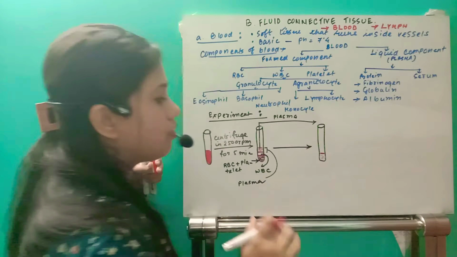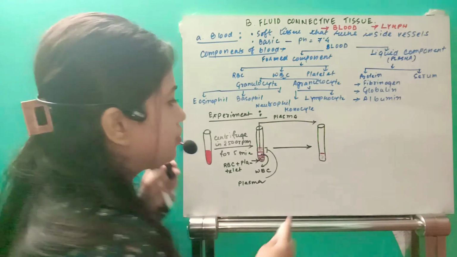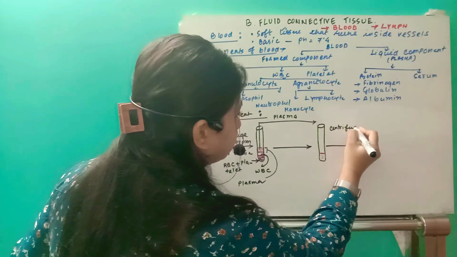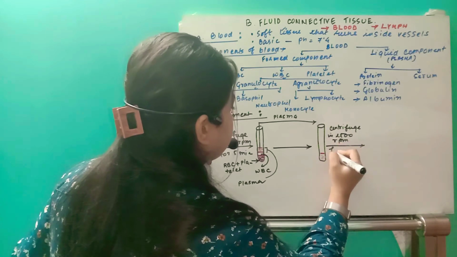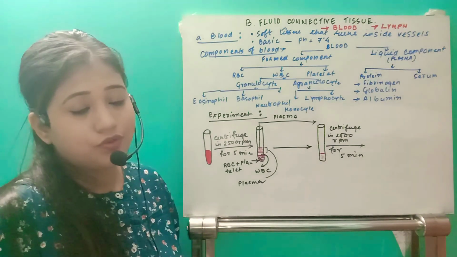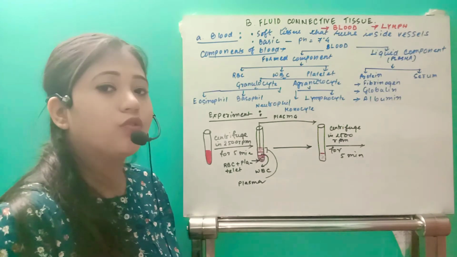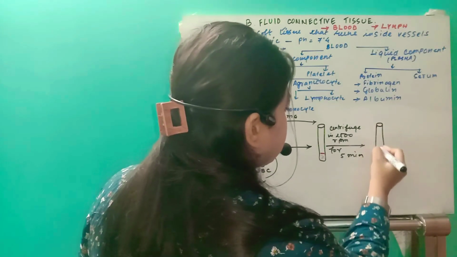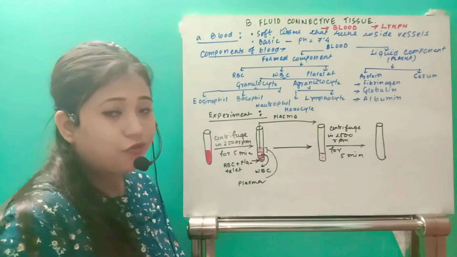Whenever we have separated the plasma in a different test tube, once again we will centrifuge it at 2500 RPM for 5 minutes. So whenever we centrifuge that test tube having only the plasma for 5 minutes, then what are we going to find? Just see, whenever you open that centrifugation machine, it will have rotated at 2500 RPM for 5 minutes.